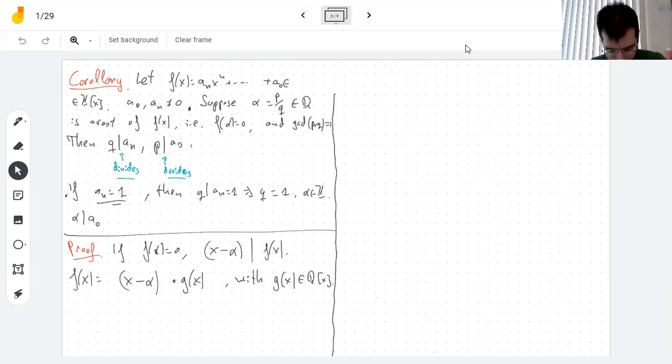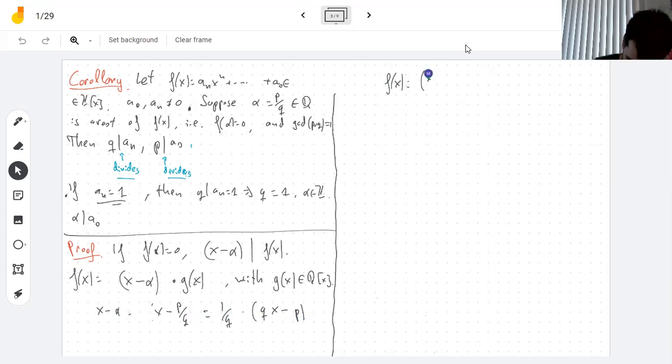So g of x has rational entries. What can I do now? Well, I could write this x minus alpha as x minus b divided by q. That's what he said alpha was. And I can write this as a polynomial with integer coefficients. So I have that f of x is qx minus b times g of x. So still, this has rational coefficients. Okay, so now I wrote it as a product. I could use Gauss's lemma, or I could even just take the content.